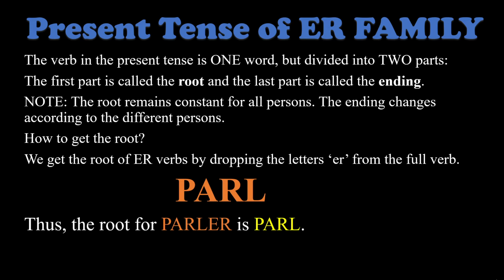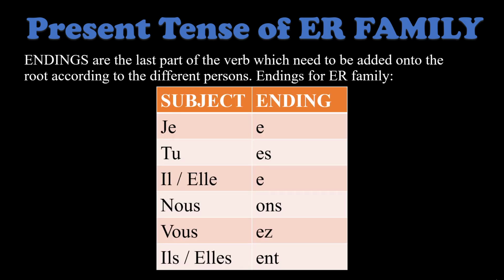Okay. Now, what do you do with this root? You have to add the endings. Endings are the last part of the verb which you have to add on to the root. Now, remember that the root is just one. It doesn't change according to the person, but the endings change for every person. So, you need to learn the endings by heart for the ER family. Please note these are the endings only for this family. The other two families, that is IR and RE, have separate endings.